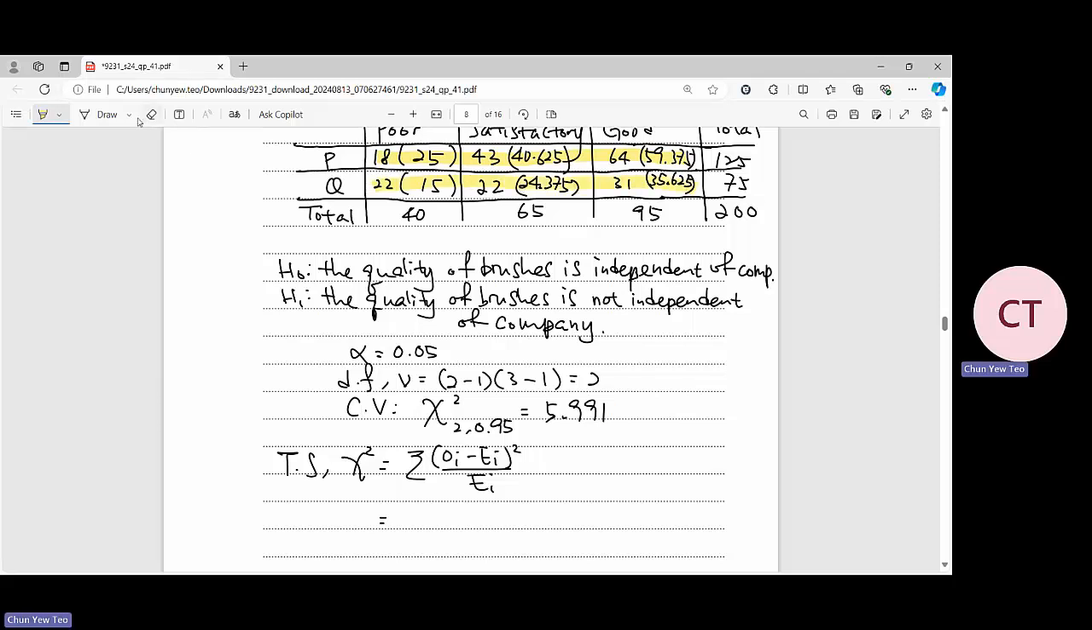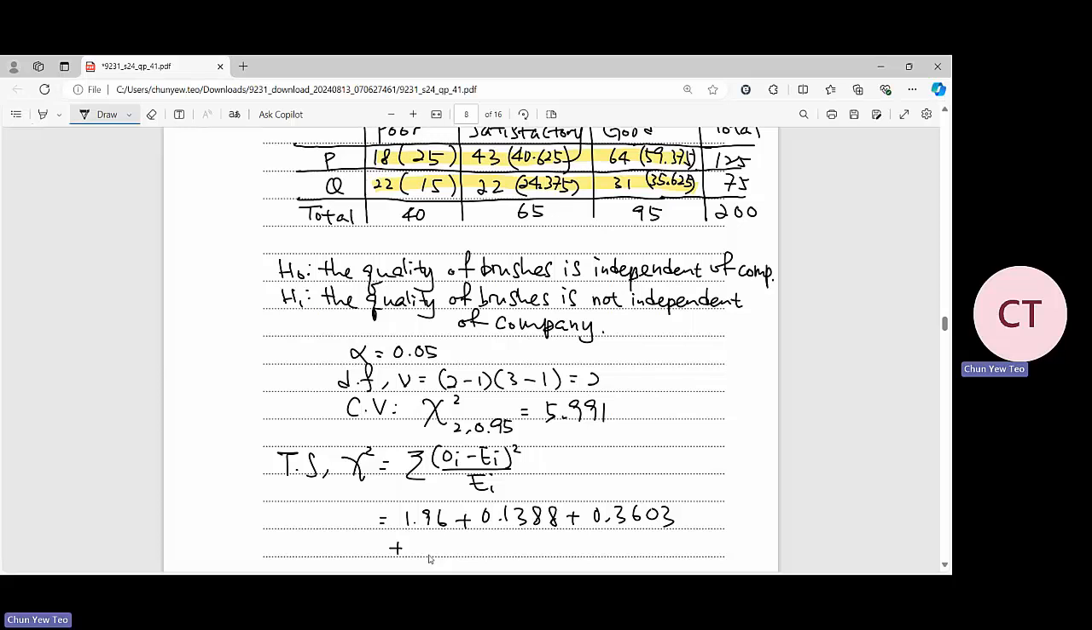Calculate the value row by row. So the first row, 1.96 plus the 0.1388 plus the 0.3603. This is the first row.